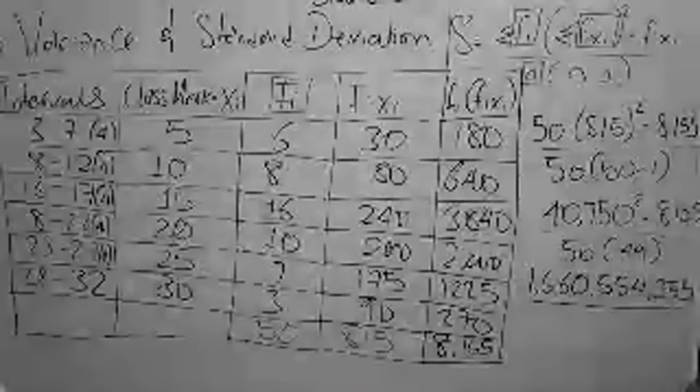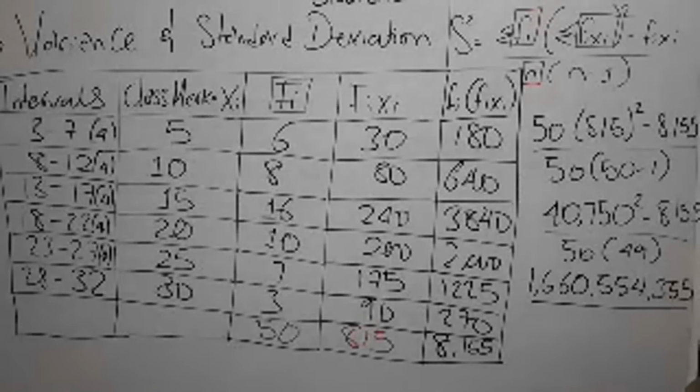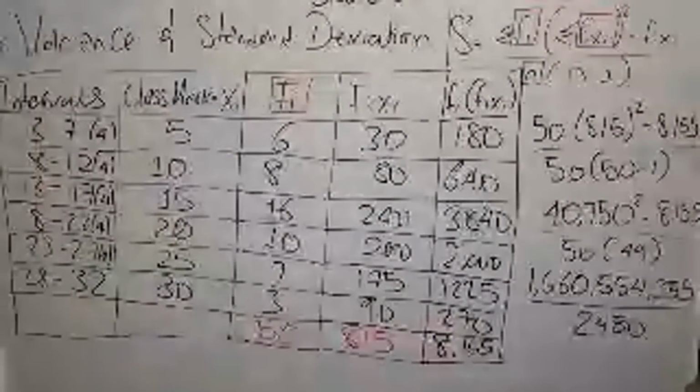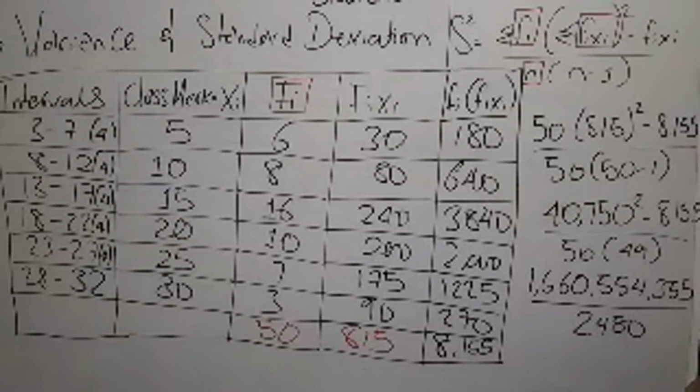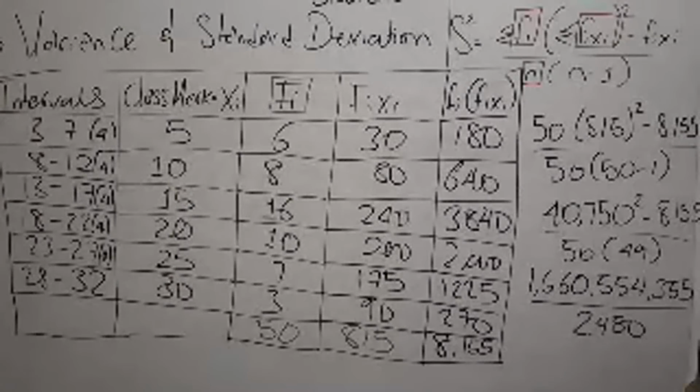So if you have to open these brackets, 50 times 49, 50 multiplied by 49 should give us 2,450. Are we all on the same page? Please, let's use our calculator. Let's be on the same page, please.